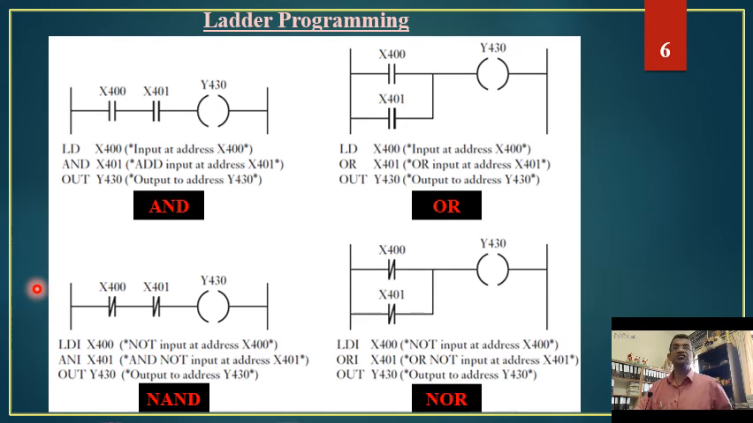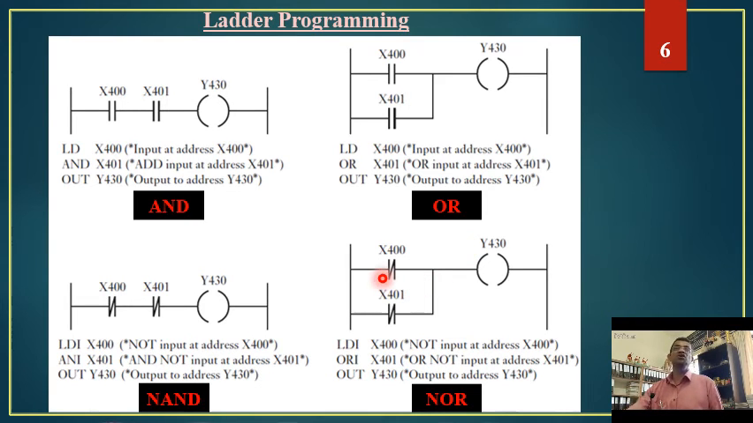Next, last operation, let us say NOR. It is OR with a NOT gate, right? So it is an OR with the NOT connected to it. OR very clearly says that it is connected in parallel. This NOT stands for normally closed switch. So here two switches are connected in parallel to each other at addresses X400 and X401, and these two switches are connected to output at Y430.